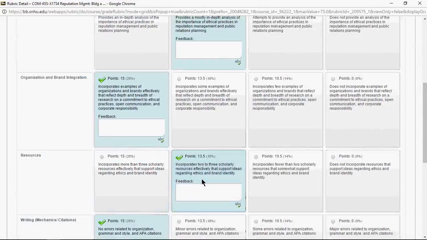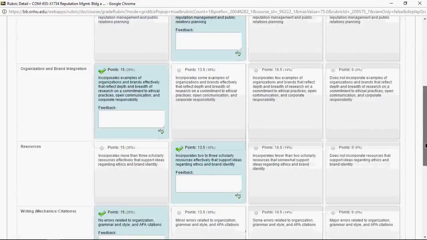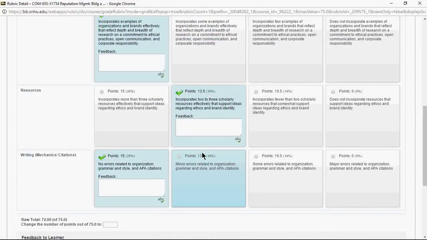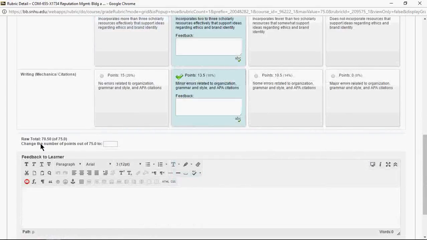On this one, you only incorporated 3 scholarly resources and therefore were proficient in that one, and you had a few minor errors. Okay, now what happens is that the rubric, this is the integrated rubric that we use, automatically generates, or as they say in IT, populates. The score automatically populates. And this ends up being 70.5 out of 75.